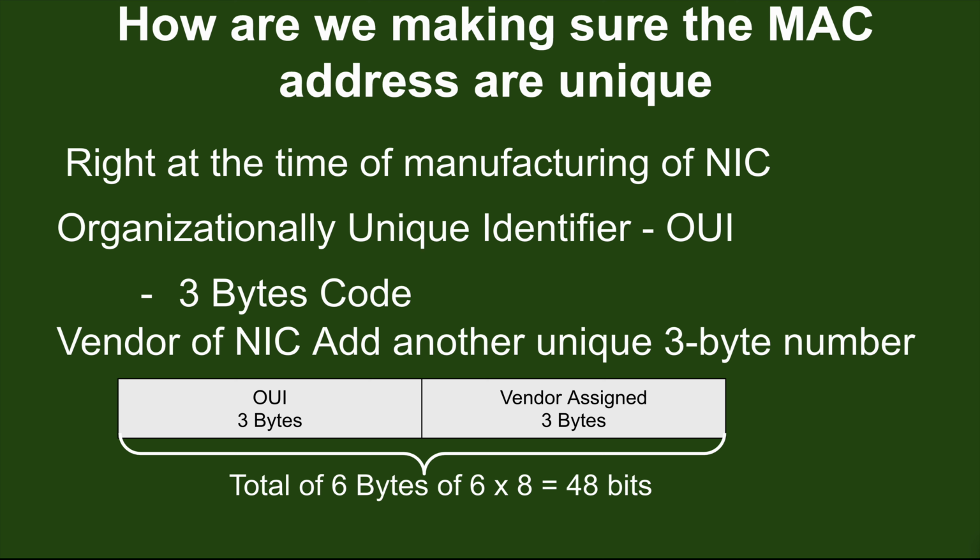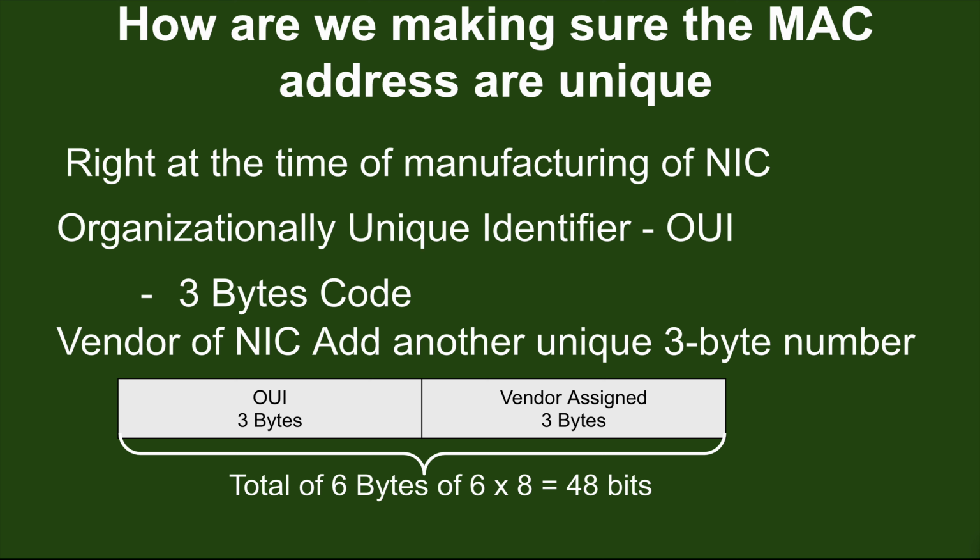And then when the vendor creates their NIC card, what is mandatory is they have to put this unique identifier at the start, which is a 3-byte long identifier, and then as a vendor, when he creates new NIC cards, he has to add another 3 bytes. Now it becomes pretty unique because the OUI is unique across the globe.